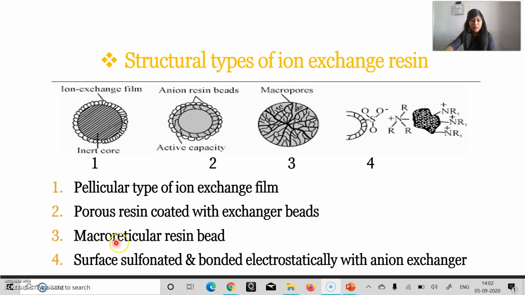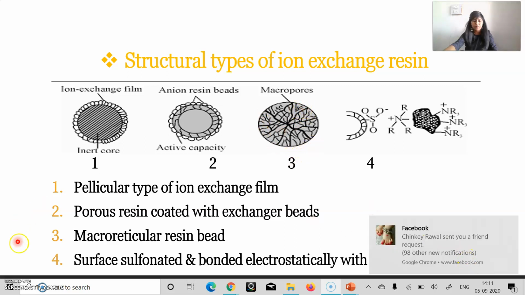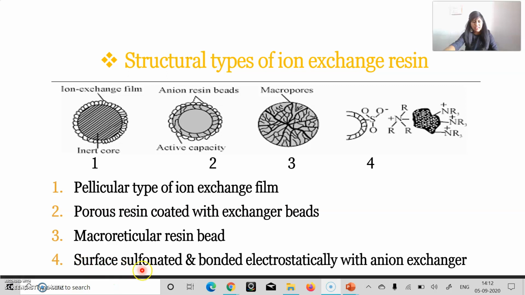Third category is macroreticular resin bead. In this resin bead, a reticular network is seen superficially on the bead, and this is not highly efficient, as the ion exchangeable capacity is also low. In the fourth category, surface sulfonated, the particles are sulfonated and bonded electrostatically with anion exchanger resins only. They are also not highly efficient, and the exchangeable capacity in the fourth category is also very low.